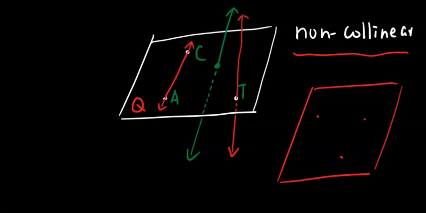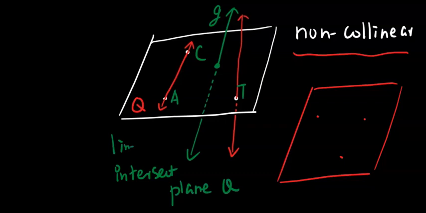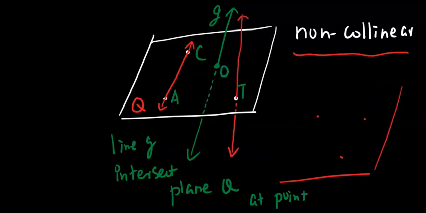So I'm going to call my green line line g, lowercase cursive. I'm going to say line g intersect, let's write down this word, intersect, plane Q. So line g intersects the plane Q. At what point? At a point, I'm going to call it point O. I'm going to erase the part we don't need so you can see better here. This is the situation: line g intersected plane Q at point O.